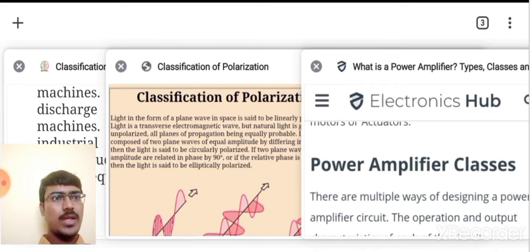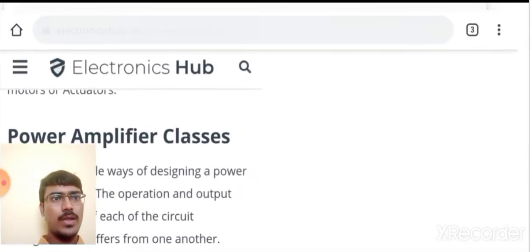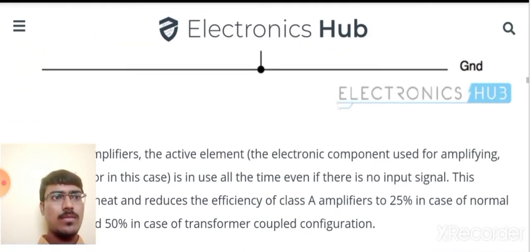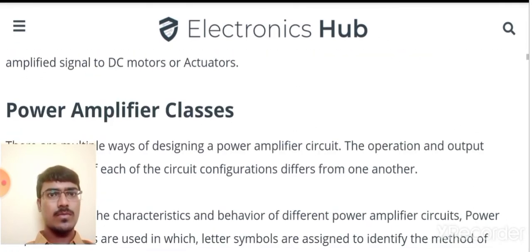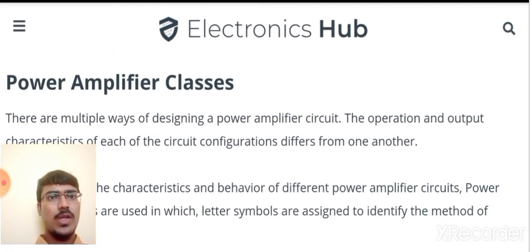Next, let me explain power amplifiers. Power amplifiers are a topic from analog circuits.